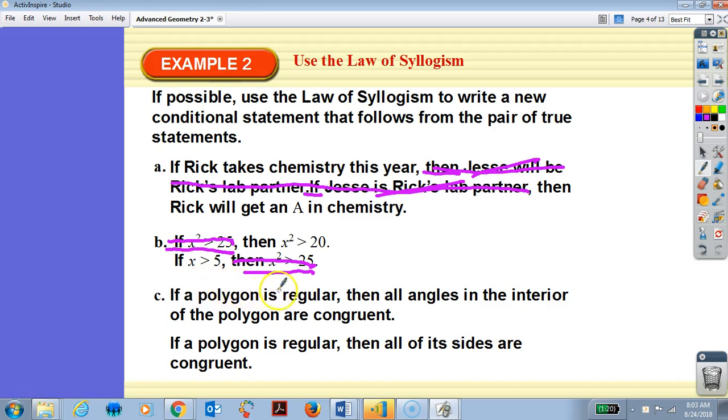If a polygon is regular, then all angles in the interior of the polygon are congruent. If a polygon is regular, then all sides are congruent. Which part repeats? If a polygon is regular, right? Is one of them an if and one of them a then? No. So this one you cannot do the law of syllogism.